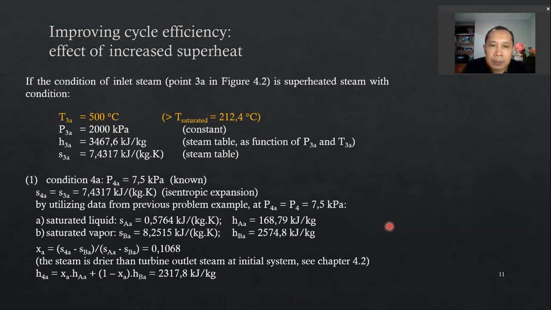But I have explained to you just now the philosophy behind the benefit of increased superheat, and you can easily imagine that by looking at the Rankine TS diagram. So in this case, we are imposing a degree of superheat. So we're increasing the steam inlet temperature from 212.4 degrees Celsius, which is the saturated steam temperature, to 500 degrees Celsius. So that's quite a lot of temperature increase there.